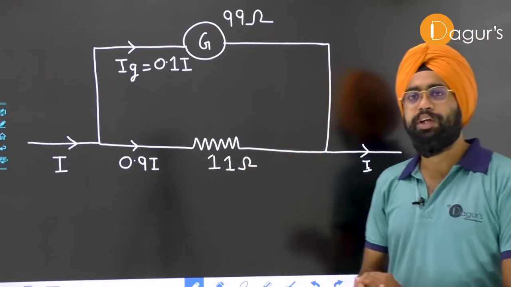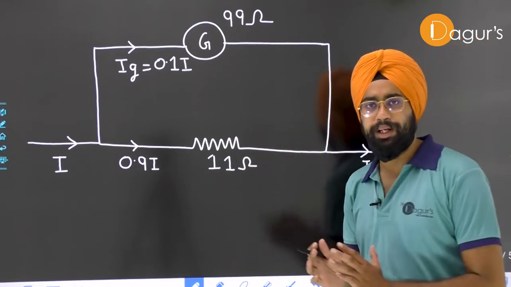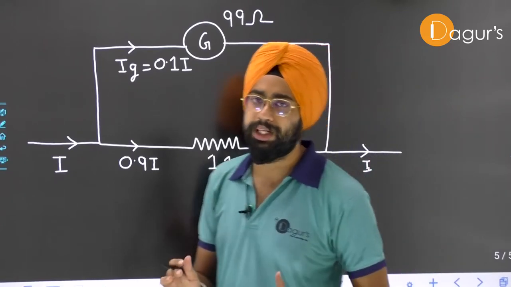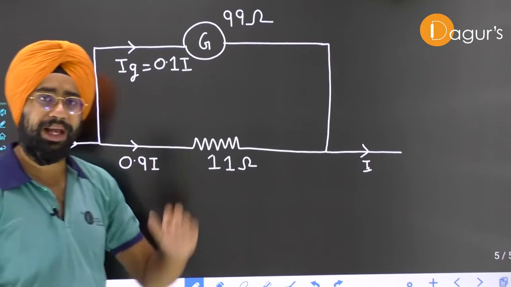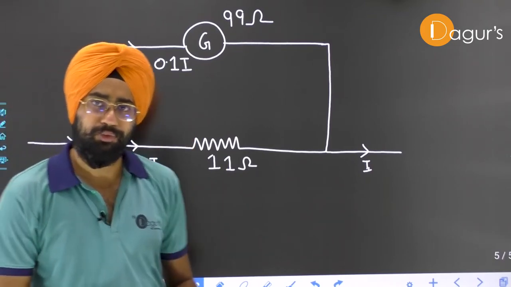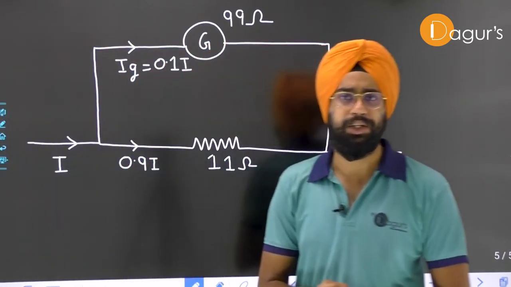So, the full scale deflection current is the maximum current which can flow through the galvanometer. The current flowing through the galvanometer can be less than that also.